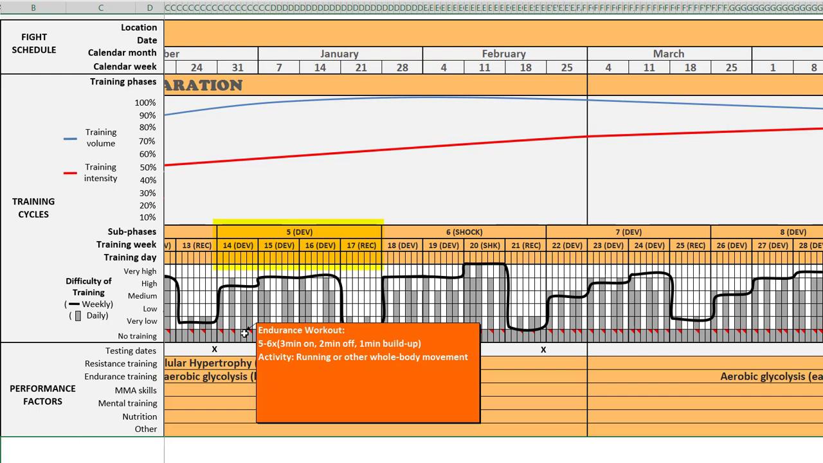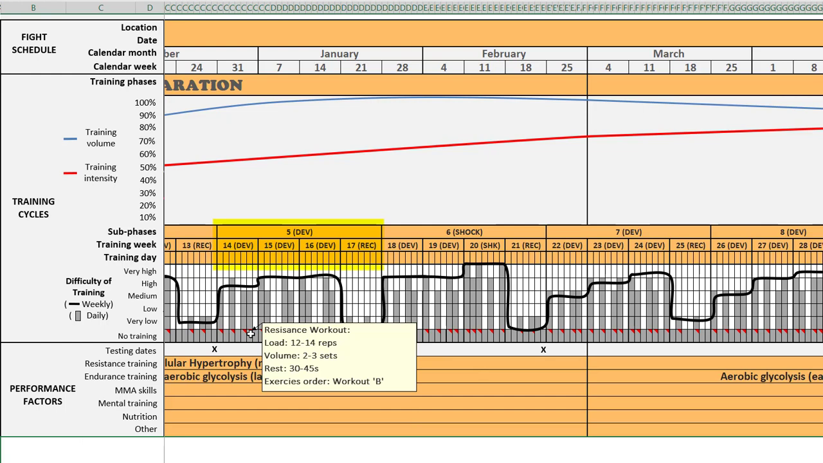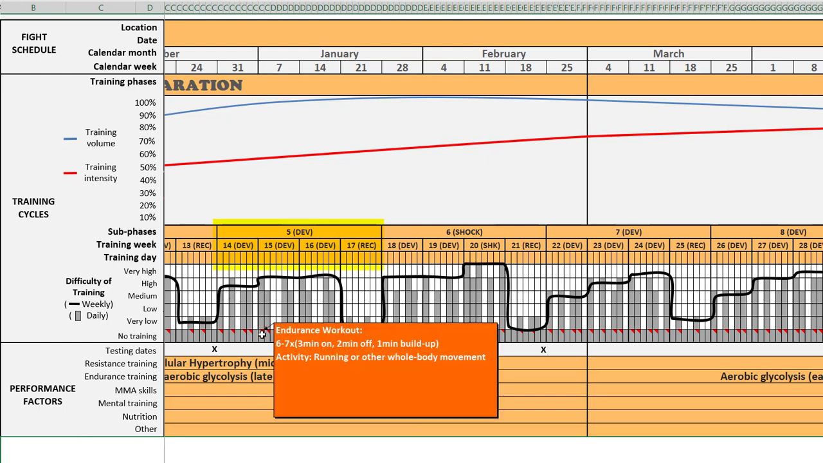Again, you should be noting 5 to 6 intervals of 3 minutes on, 2 minutes off here. And then we're back to the same resistance training workout. Now, as we move into week 14, or 15 rather, training difficulty increases, and this is mainly achieved by increasing the number of intervals in the endurance workouts. Now we're up to 6 to 7 3-minute intervals. That's twice a week. And resistance training remains the same here.